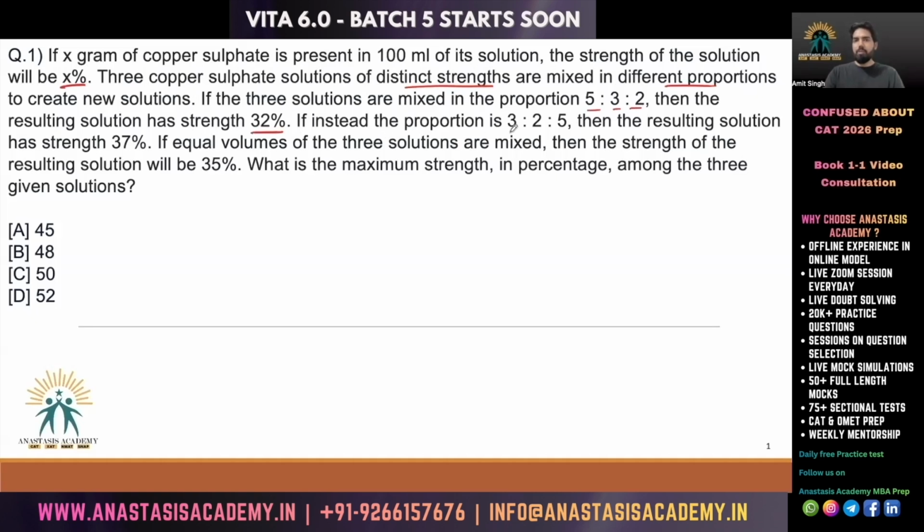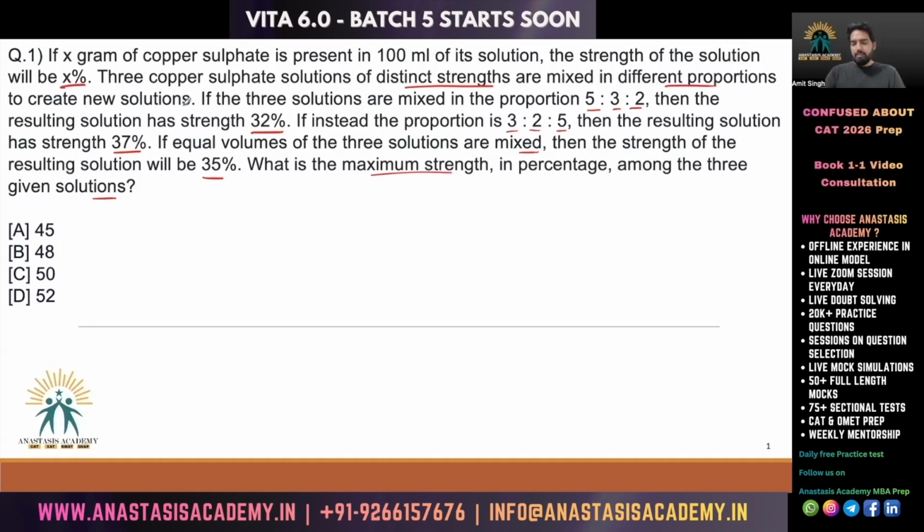If instead the proportion is 3:2:5, then the resulting solution has a strength of 37%. If equal volumes of the three solutions are mixed, then the strength of resulting solution would be 35%. What is the maximum strength in percentage among the three given solutions?